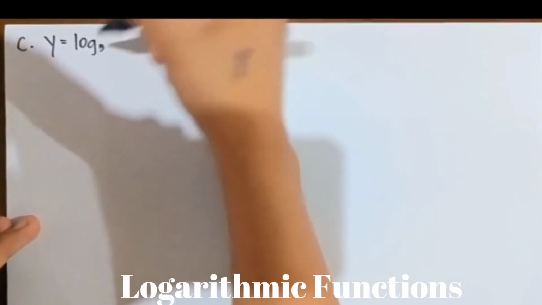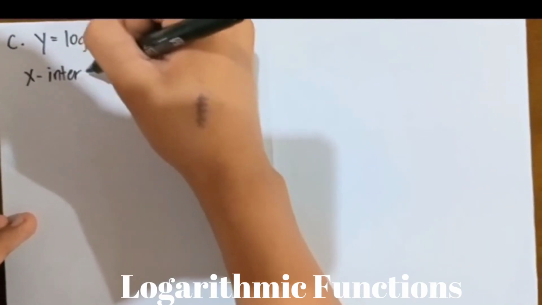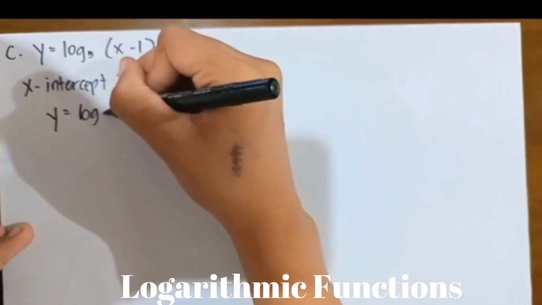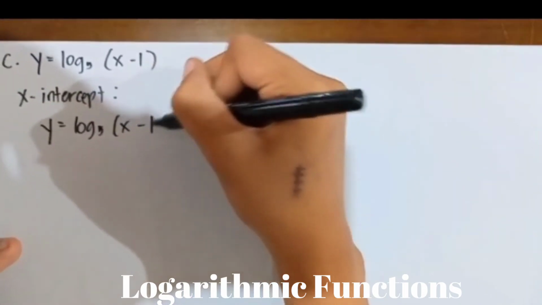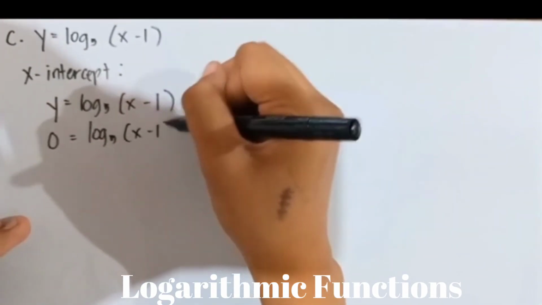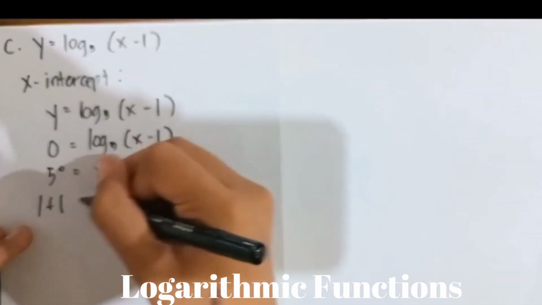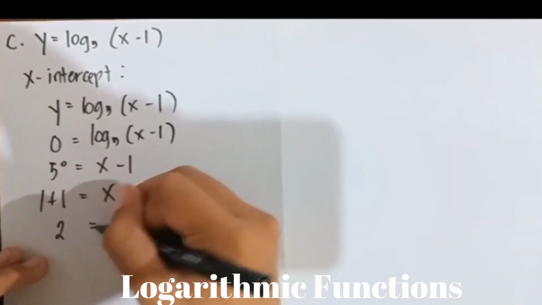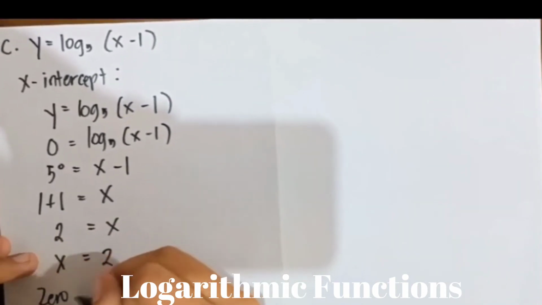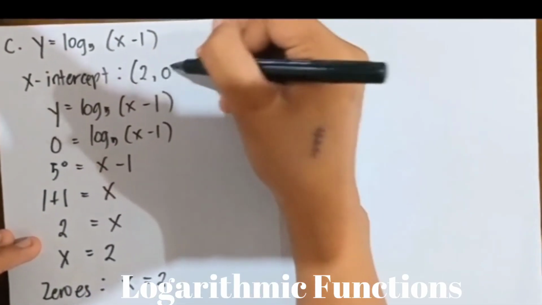Third example, y equals log (x minus 1) to the base of 5. Let's find the x-intercepts. Let y equal 0: 0 equals log (x minus 1) to the base of 5. 5 to the power of 0 equals x minus 1. Any number raised to 0 becomes 1, so 1 plus 1 equals x, and x equals 2. Our zero is x equals 2, and our x-intercept is (2, 0).